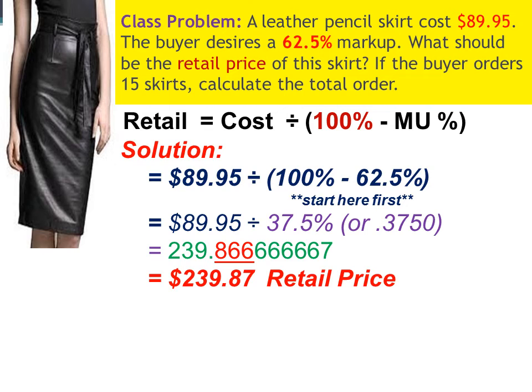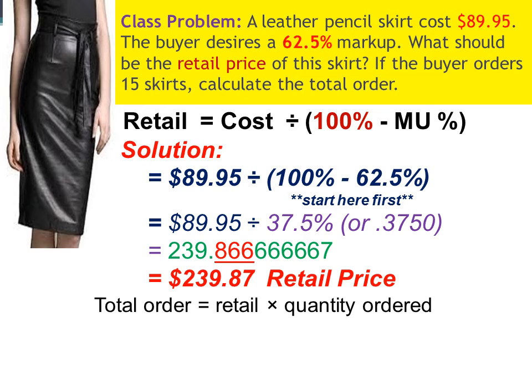Remember those rules. I think most of the updated calculators, if you set your setting to 2 decimal places, will automatically round for you, I do believe. Okay, so now we have our retail price. We are thinking about ordering 15 of these skirts for our store. So let's look at the total order.